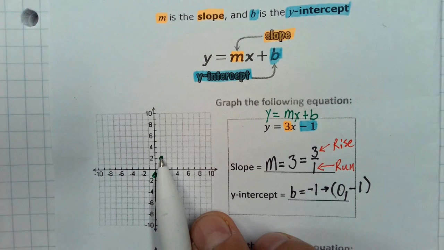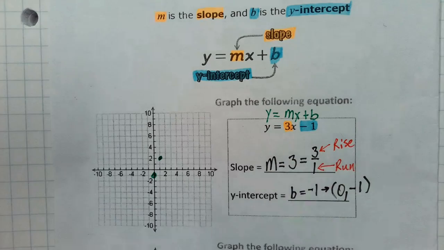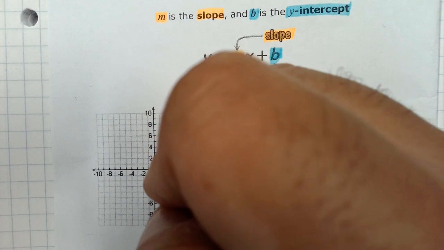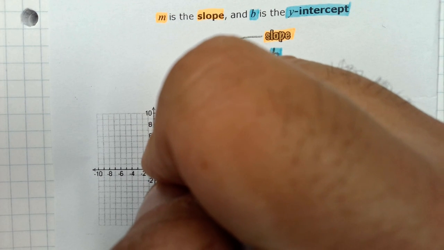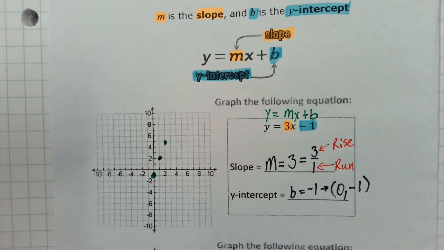Can I make another one? Just to make sure. Go up 3 over 1 from this point. Up 3, 1, 2, 3, and then across 1. Okay. So let's try that again. I'm going to go up 3 from 2. It's 1, 2, 3 to 5, and then across 1. Look at that. That third point's on the line.